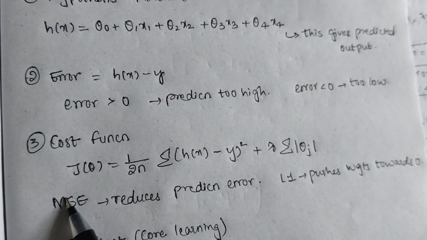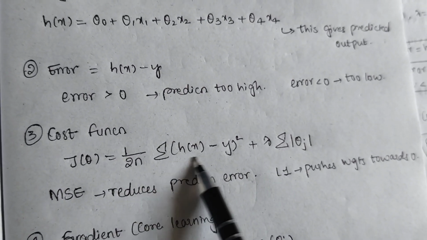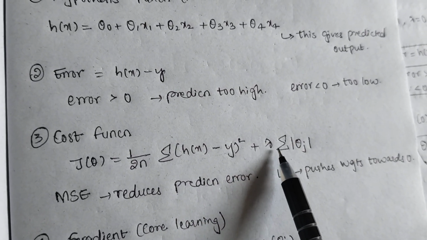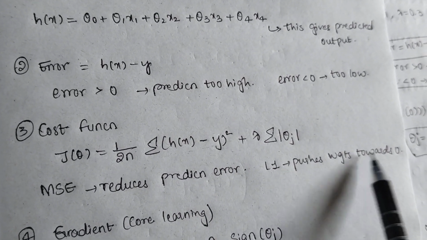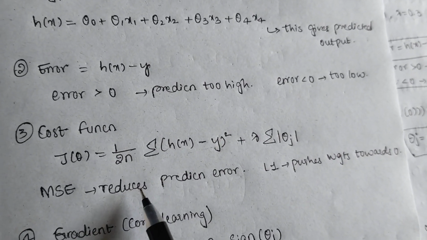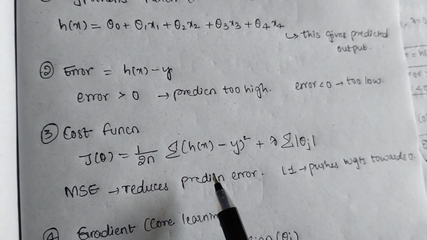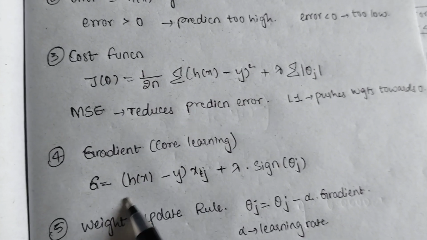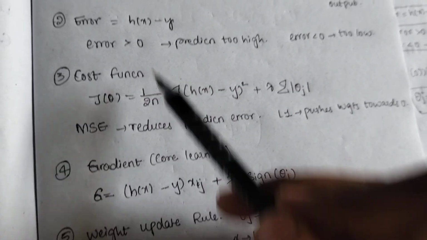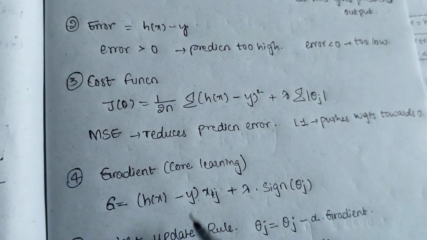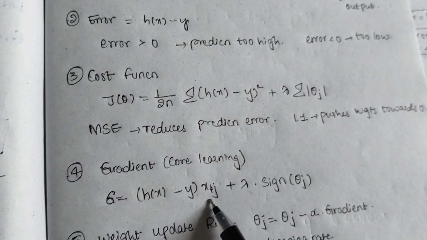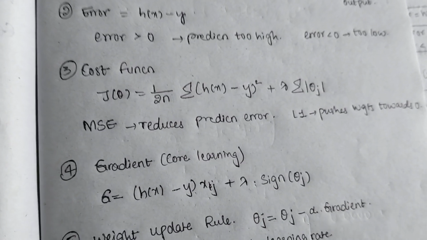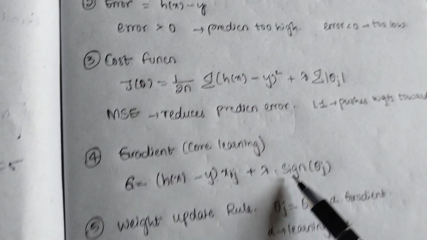Then we'll find the cost function. As you can see in the formula here, this is the error squared, and this one will be L1, which pushes the weights towards 0. Next comes the gradient. In this gradient we have the error again, the same one we found in step 2, multiplied with the x values, and lambda into the sign function is used here. This is the most important part where people get confused.